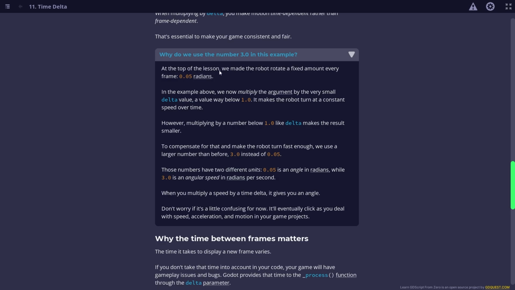So let's go. At the top of the lesson, we made the robot rotate a fixed amount every frame, 0.05 radians. True. In the example above, we now multiply the argument by the very small delta value, a value way below 1, of course. It makes the robot turn at a constant speed over time. However, multiplying by a number below 1, like delta, makes the result smaller. True. I mean, smaller than 3. Or smaller than whatever the multiplier is.